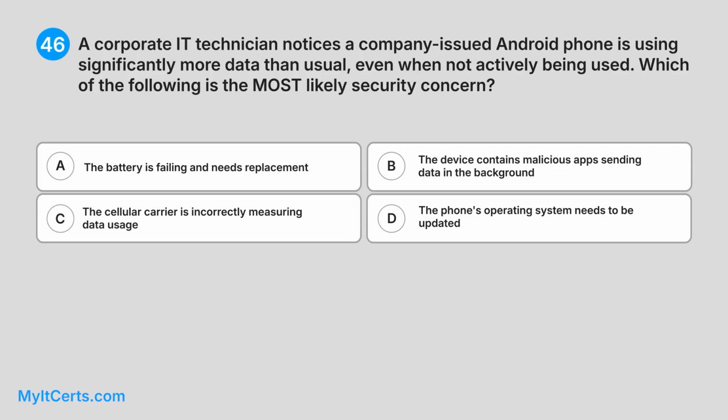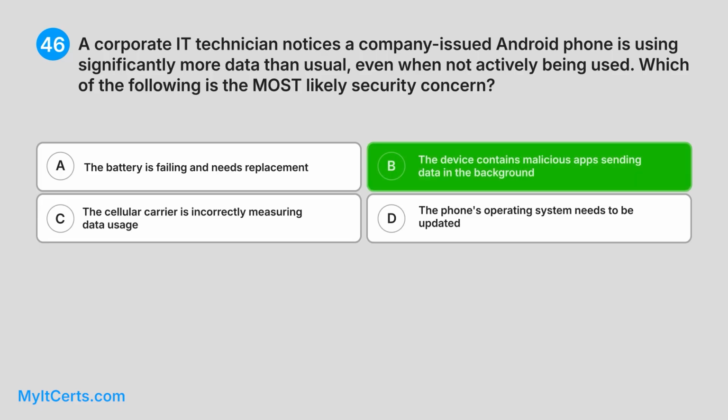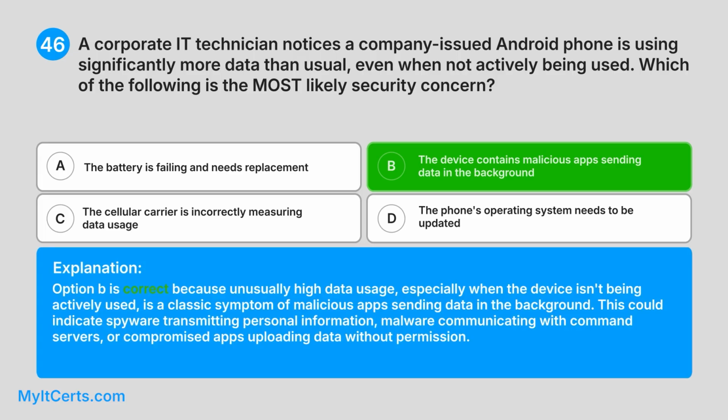Correct answer: B. The device contains malicious apps sending data in the background. Explanation: Option B is correct because unusually high data usage, especially when the device isn't being actively used, is a classic symptom of malicious apps sending data in the background. This could indicate spyware transmitting personal information, malware communicating with command servers, or compromised apps uploading data without permission.